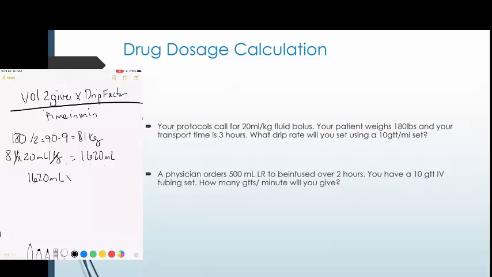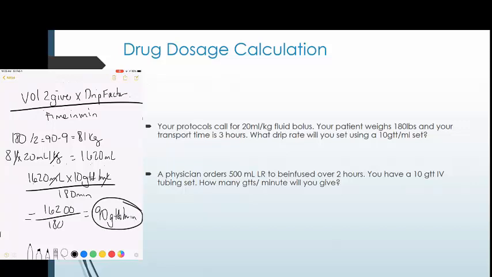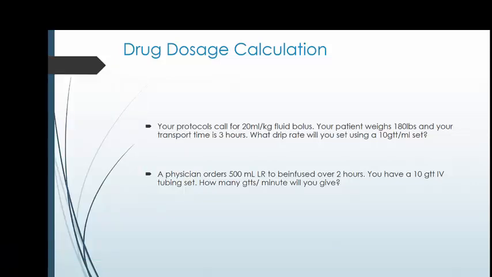So now we're going to take 81 times 20. And if you set it up properly, 81 times 2 is 162. Bring down your 0, so you get 1,620. We're going to plug that into our formula. So 1,620 mLs times your 10 drops per milliliter. Your milliliter is going to cancel there. Divided by your time in minutes. So 3 hours in minutes is going to be 180 minutes. So you get 1,620 times 10, which is 16,200, divided by 180, and that gives you 90 drops per minute.